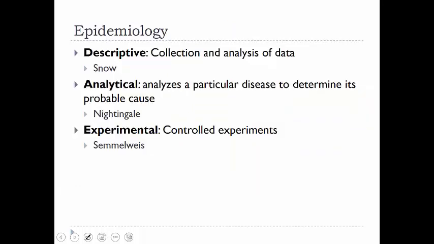Now, when we look at epidemiology, it can be descriptive, where you have a collection and analysis of data. The example is what Snow did. Analytical, where you analyze a disease and determine its cause. That's Nightingale. And then experimental, where you actually have experiments with controls and you determine what is going on based on those experiments. And that was Semmelweis.